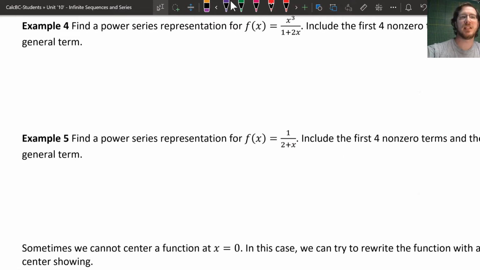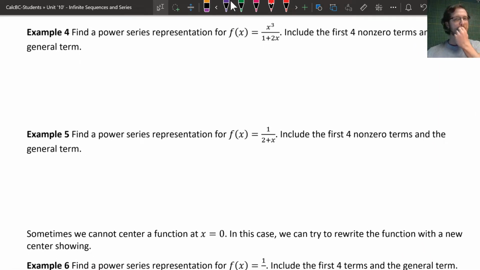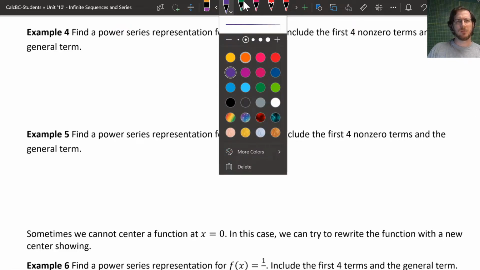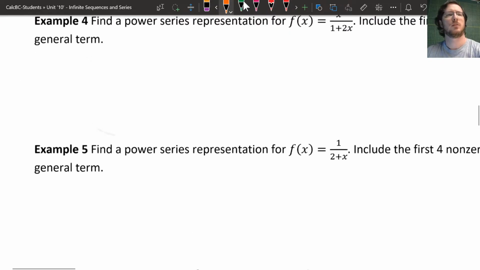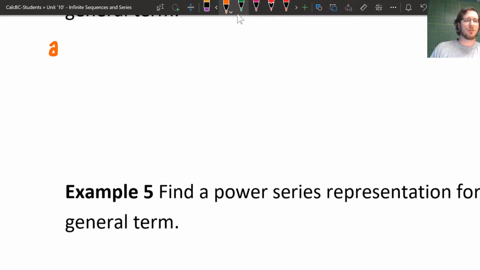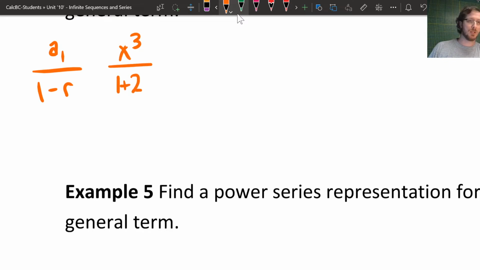Example 4 says find a power series representation for f of x equals x cubed over 1 plus 2x. Include the first 4 non-zero terms and the general term. All right, so same directions. They give us a function here, so let's work it out the same way. We want to use our sum of a converging geometric series as our model, and we're given the function x cubed over 1 plus 2x.